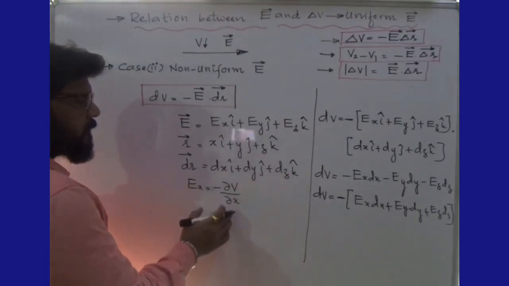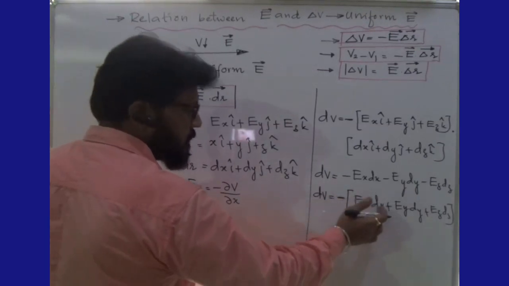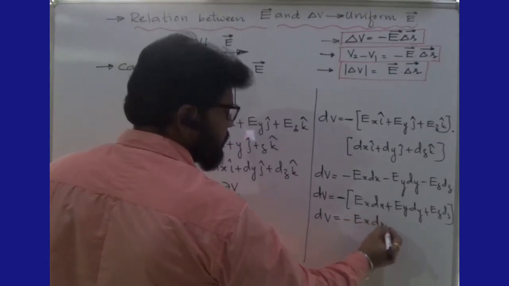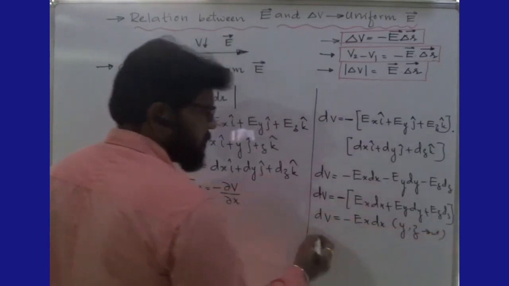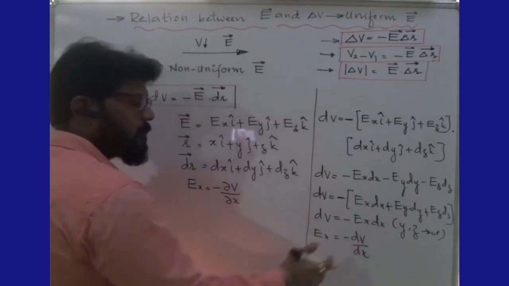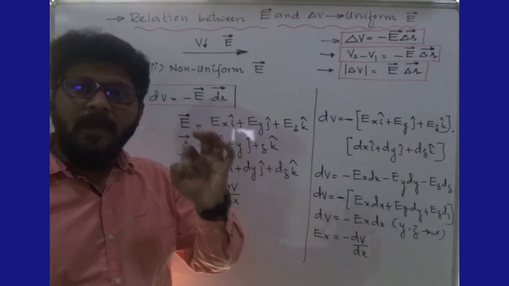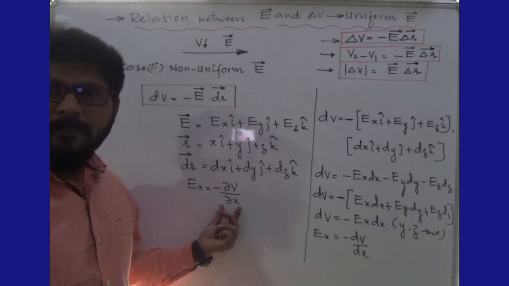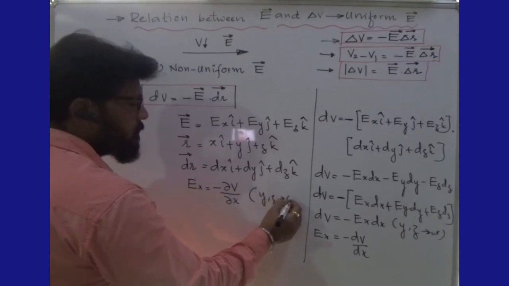We are differentiating with respect to what? dV is equal to minus Ex into dx. So the remaining y and z should be constant. y, z are constants. Or simply you can write Ex is equal to minus dV by dx. We can also represent it like this, Ex is equal to minus dV by dx, but it is nothing but partial differentiation. If you want partial differentiation, we represent it as minus dou V by dou x, and y and z are constants.